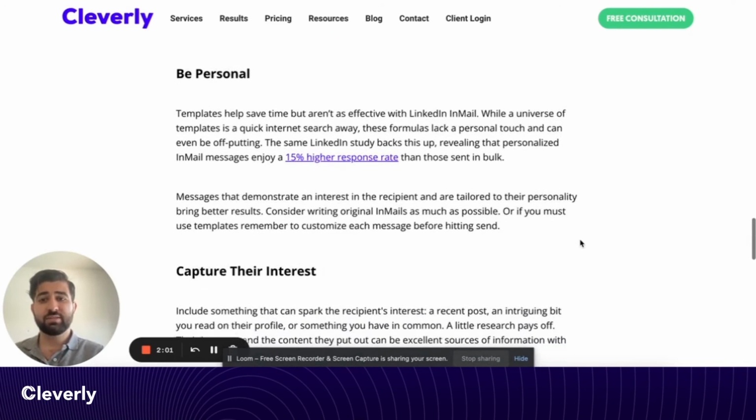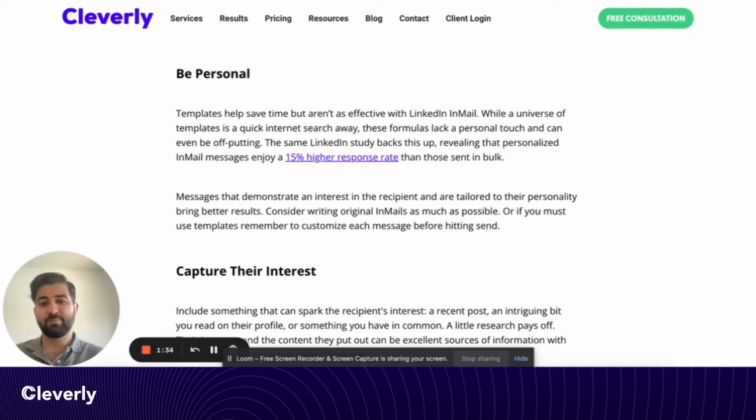Number two is be personal. Templates can save you a lot of time, but they're just not as effective in InMails. This is your opportunity to get directly into the inbox of your ideal target, so be as personal as possible. That same LinkedIn study I mentioned also backs this up, revealing that personalized InMails have a 15% higher response rate than those sent in bulk. If you must use templates, take a minute or two to add customization and some interest in the recipient before you hit send.